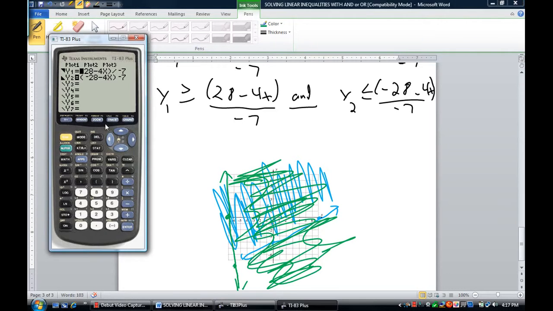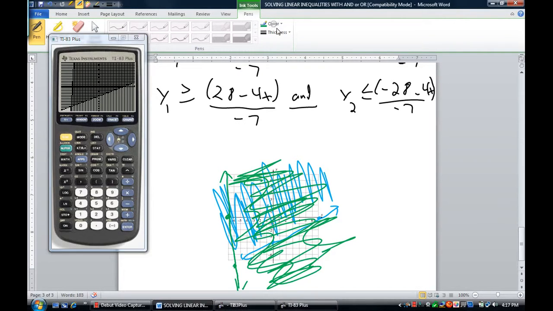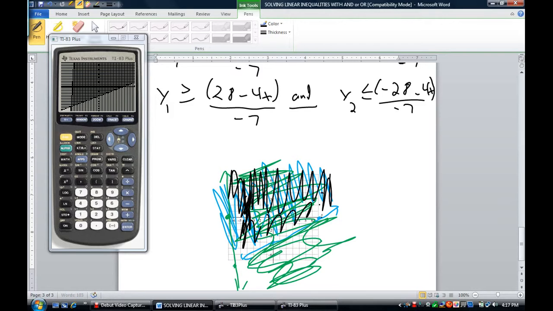And once again, if I go back to y equals and turn it back on, graph it, you'll see where the darkened place is, and that's my solution. It's everywhere where it's both blue and green. Looks like right in there. Everything above the blue and to the right of the green. So it's the intersection of the two.